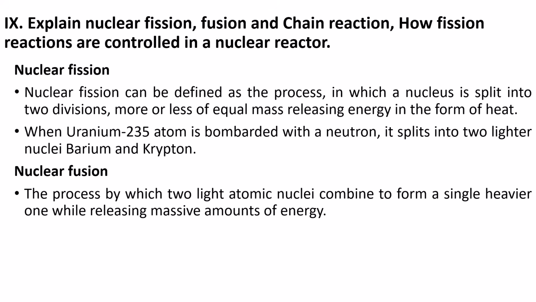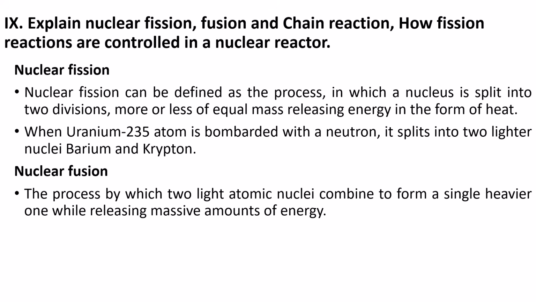Next question. Explain nuclear fission, fusion, and chain reaction. How fission reactions are controlled in a nuclear reactor. Nuclear fission can be defined as the process in which a nucleus is split into two divisions, more or less of equal mass, releasing energy in the form of heat. When a uranium-235 atom is bombarded with a neutron, it is split into two lighter nuclei, barium and krypton, also producing a large amount of energy.